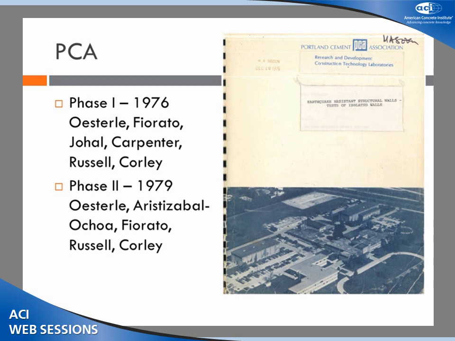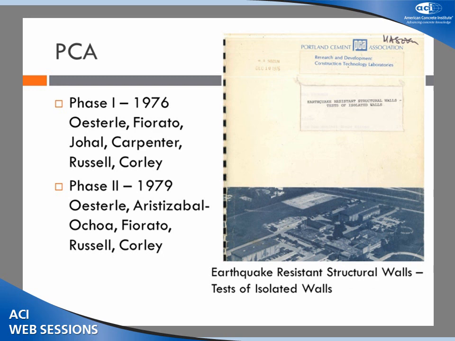And so this is the second PCA book or report that I'd like to talk about. It's a little hard to see the title here. It's Earthquake Resistant Structural Walls, Tests of Isolated Walls. But these were a series of tests that were run at the Portland Cement Association in the mid to late 70s that I think really set the bar for telling you how to design ductile walls.